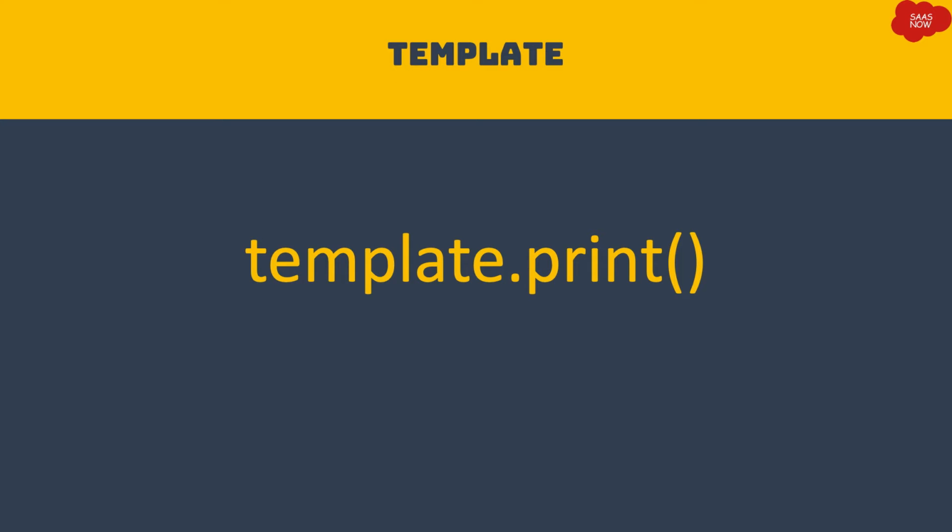The first variable we have is template, which is used with the print method. So the variable we use is template.print, and this is used to print output in email body of notification. So whatever data you will get as part of the output in that email script, if you have to embed that data into the email notification body, then you have to use template.print.